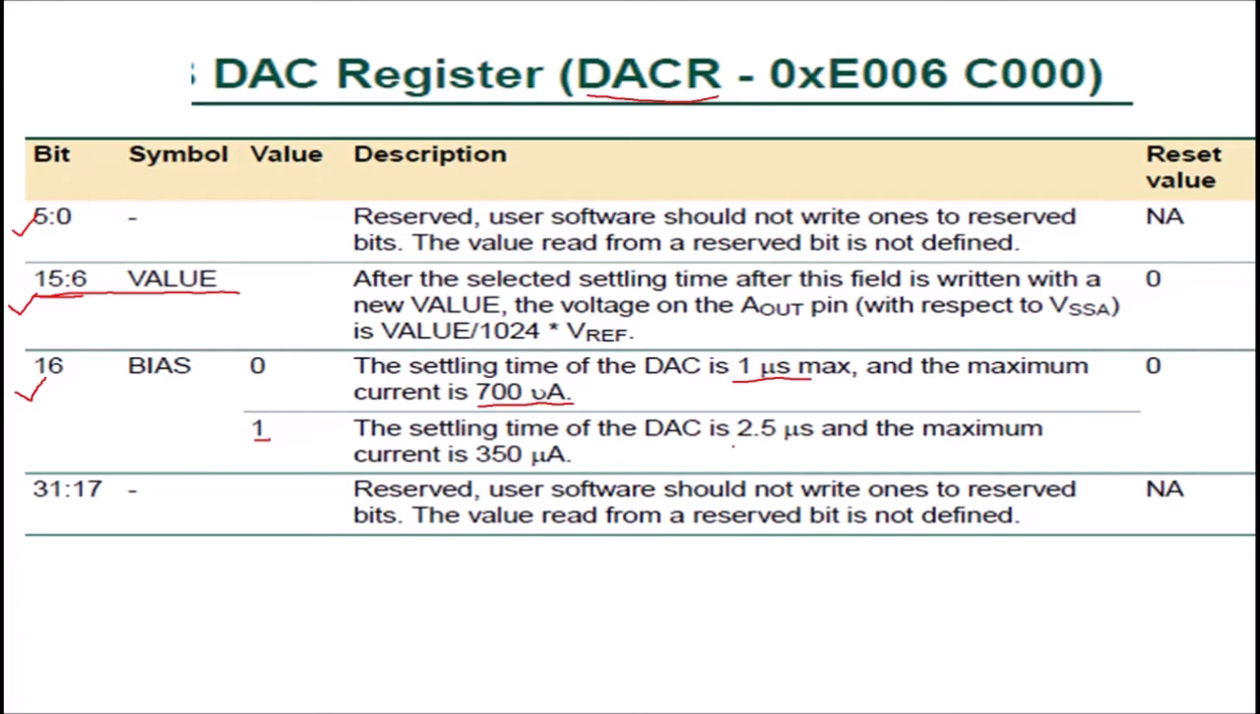With value 1, it takes 2.5 microsecond for conversion, but it consumes a current of 350 microampere. So these bits are important. By default, bit number 16 is initialized with value 0, so we can use this 1 microsecond conversion time. If you want less power consumption, we can initialize it with value 1. But bits 6 to 15 are important, where we have to store the value of input voltage. The remaining bits are again reserved bits, so we are not going to use them.